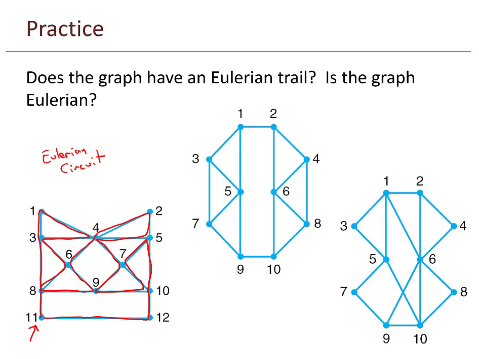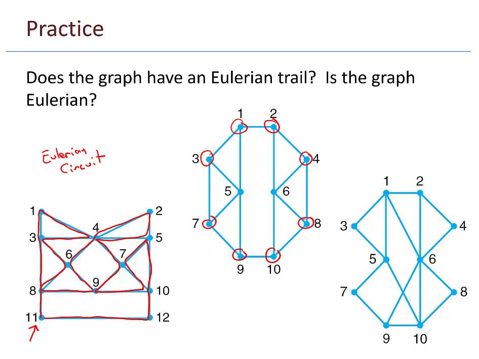All right, moving on to the middle graph. Let's see, where are the vertices of odd degree? Okay, lots of vertices with odd degree. Does this have an Eulerian circuit? Definitely no. Does this have an Eulerian trail? Definitely no. If it only had 2, then I might be able to make a trail, but not with 8 vertices with odd degree.